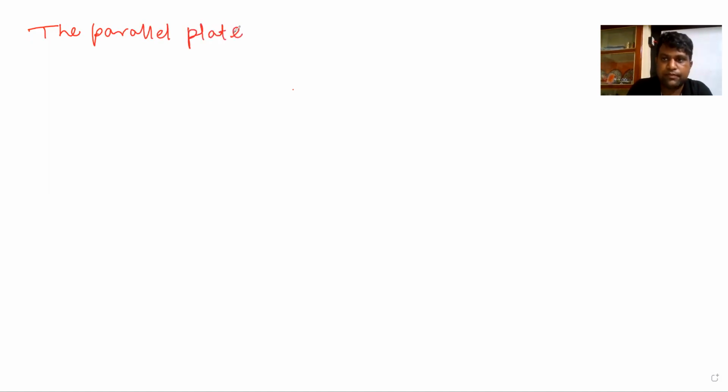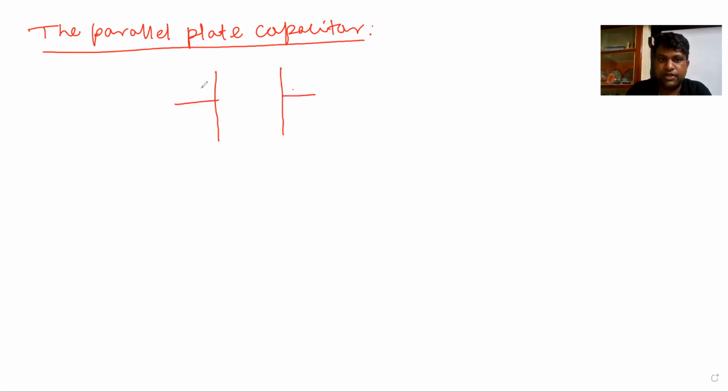Parallel plate capacitor, and vacuum in between. That means there is no dielectric inside the parallel plates. So let's say there are two plates, and when they are connected to a potential difference, one plate will be positively charged and another plate will be negatively charged.